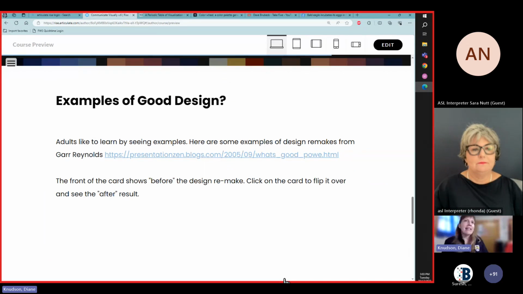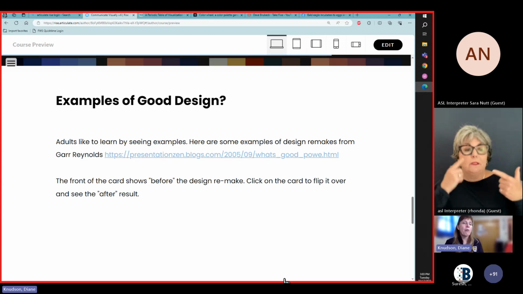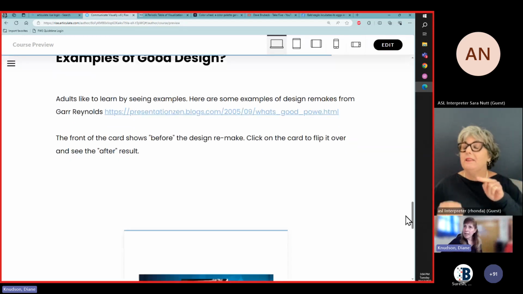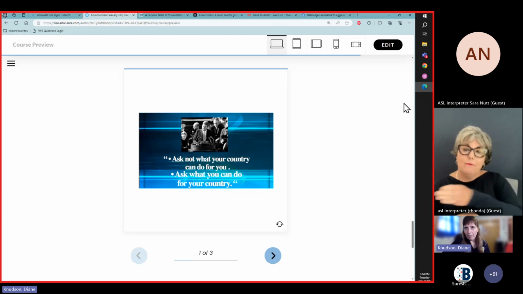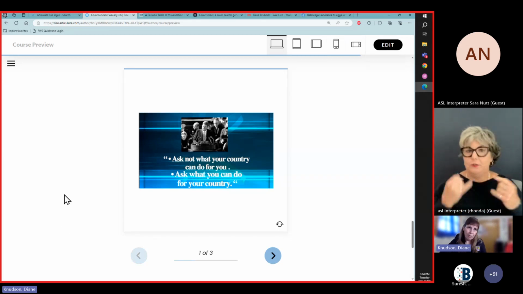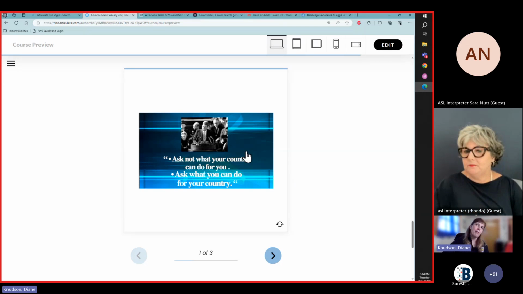So I know that adults like to learn by seeing examples, and I do too. There's an author and a designer. His name is Gar Reynolds, and he wrote a book called Presentation Zen. And these examples are from him. And so now I'd like to show you a before and after example and get your ideas on how to improve it. For one, what would you do to improve this slide?